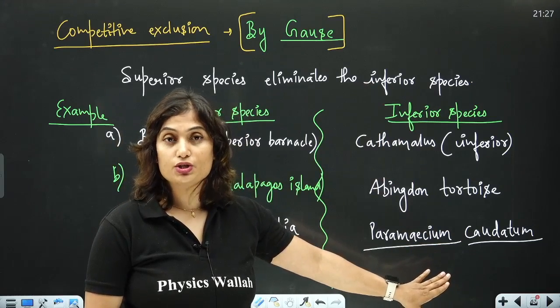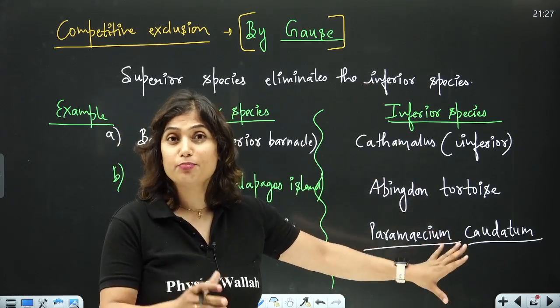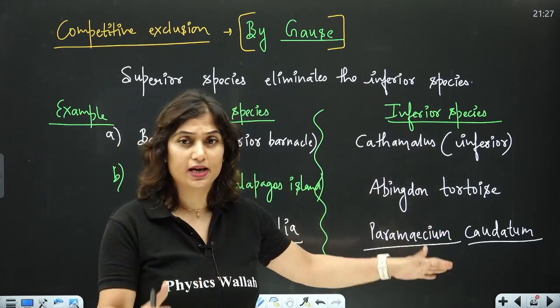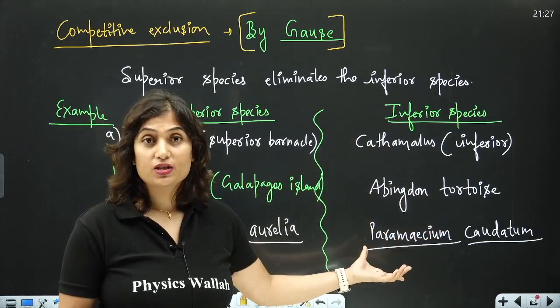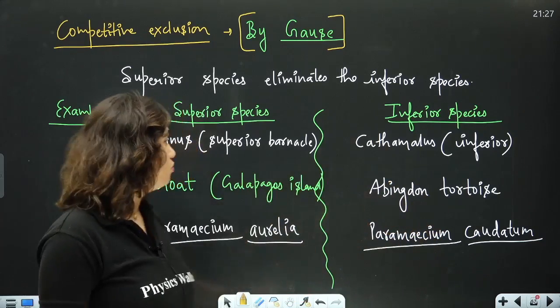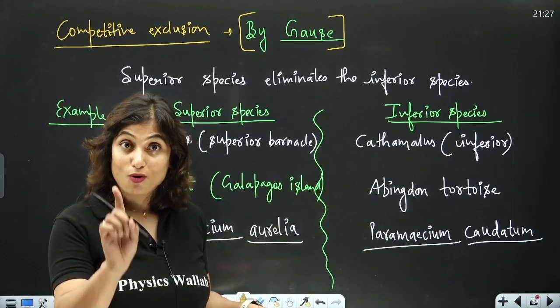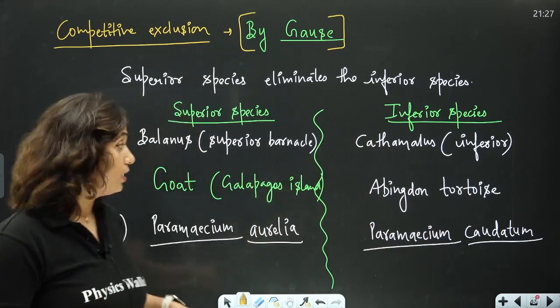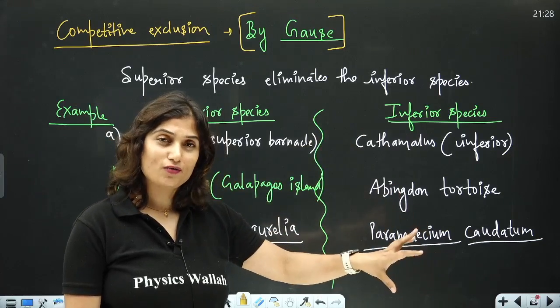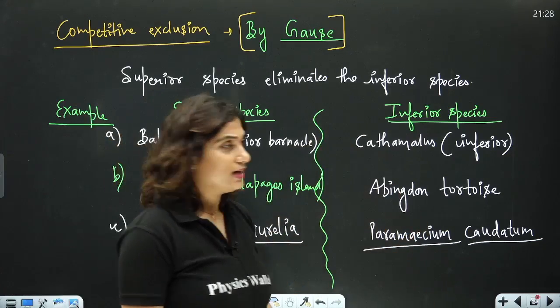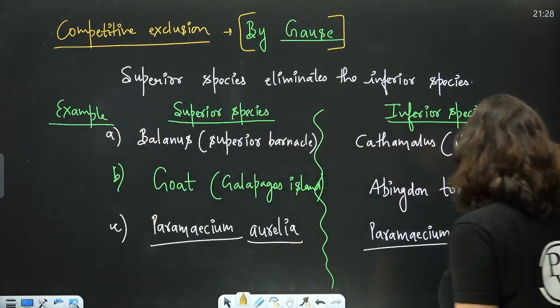So these are the superior species which will eliminate the inferior species if they are present together. This is the competition exclusion principle. The examples are important; the question comes directly. Which will eliminate which? Obviously, if the statement says that Chthamalus will remove Balanus, that would be wrong. So you have to remember which are the superior ones and which are the inferior ones. The inferior ones will be eliminated, right?